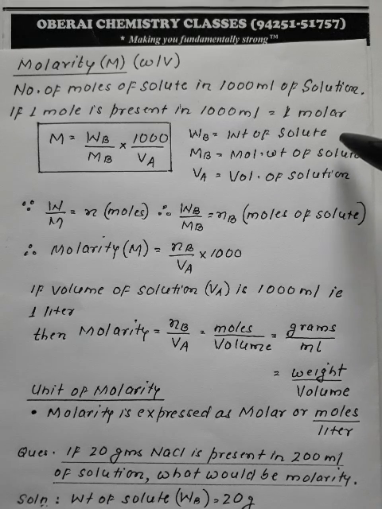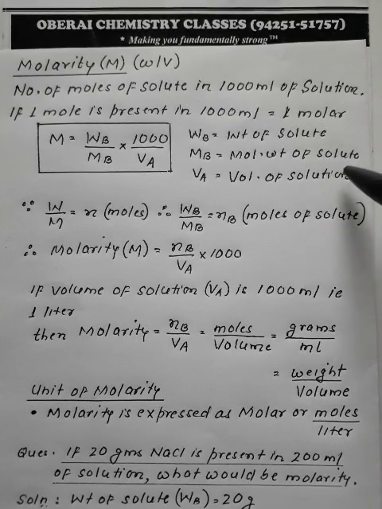What is WB? It is the weight of solute taken. What is MB? It is the molecular weight of solute. And what is VA? It is the volume of solution. So it is WB upon MB into 1000 upon VA, which is the formula to calculate the molarity of the solution.